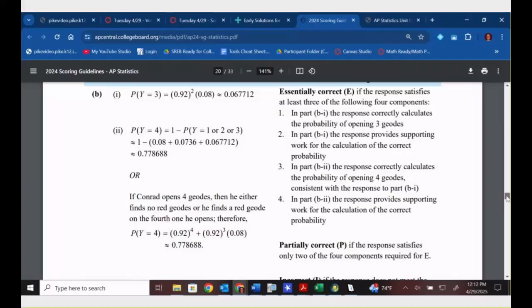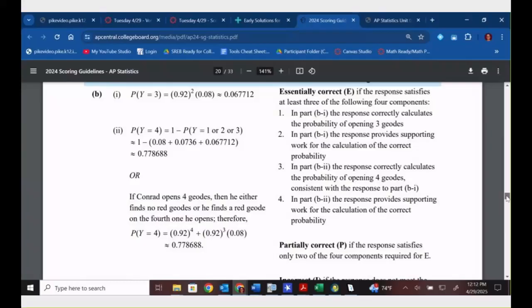And then in part BII, the response correctly calculates the probability of opening 4 geodes consistent with the response to part BI, and it provides supporting work. So there are 2 ways that you can go about calculating this. This is showing one method. This is showing another method. They both result in the same probabilities.